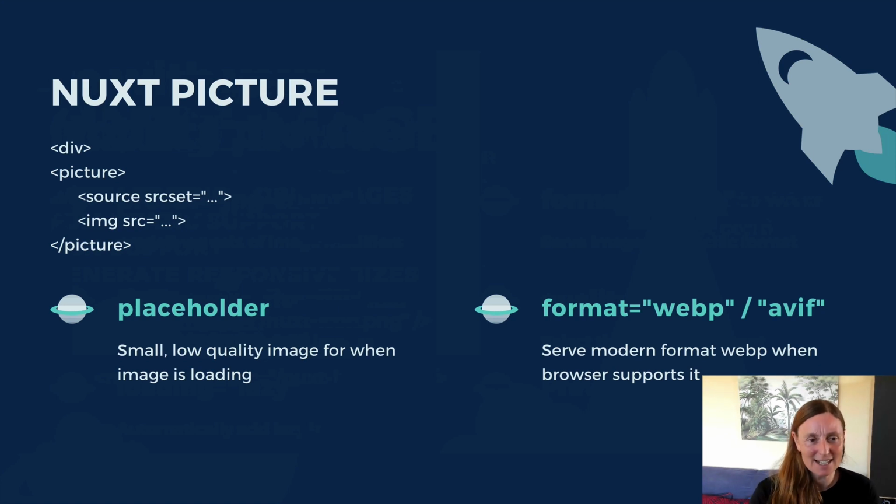So yeah, Nuxt picture, like I said, it works the same as the HTML picture tag. So basically you're getting an extra div and you're getting the picture and then the source set and then the image. So what it does is it creates a placeholder. So it creates that low quality image for when the image is loading, and then it just kind of gets replaced. So this is really good if you've got really heavy, lots of images, like say a movie application like Netflix or something like that. That would be a great use case. And yeah, the format, WebP or AVIF, serve modern format when the browser supports it. So again, that's also just there and working.